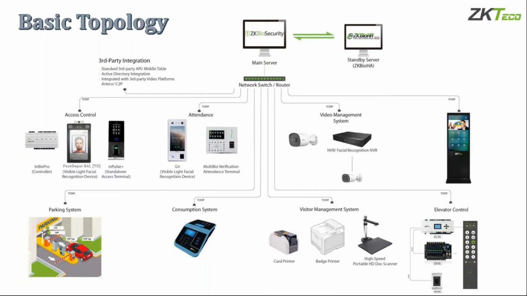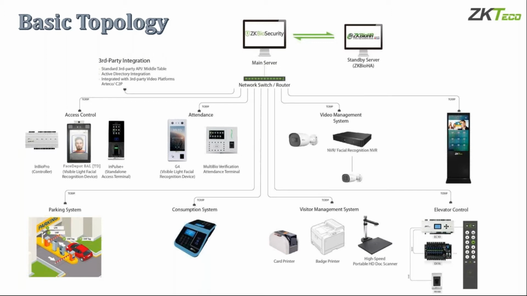That is a multi-door controller which can help you connect the doors, and you can verify for multi-door verification. Then we have a standalone access terminal, which is part of the Green Label series. The Green Label series is a part of standalone devices that can help you connect with this access module, like InPulse Plus is there, then ProBio is there. Those devices you can connect with this software.